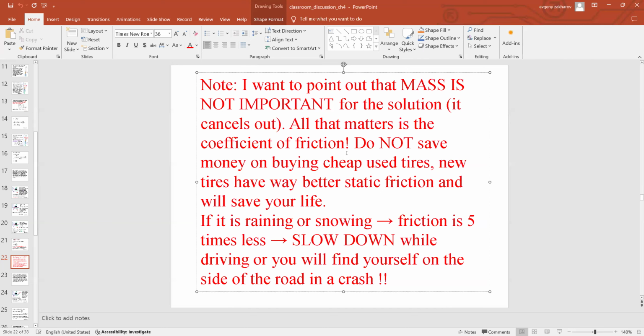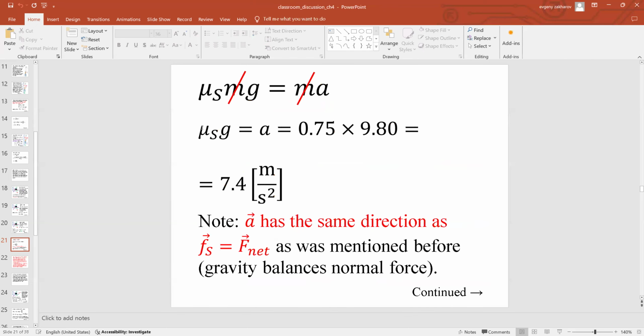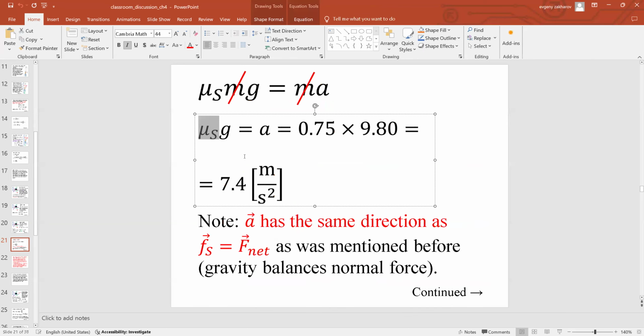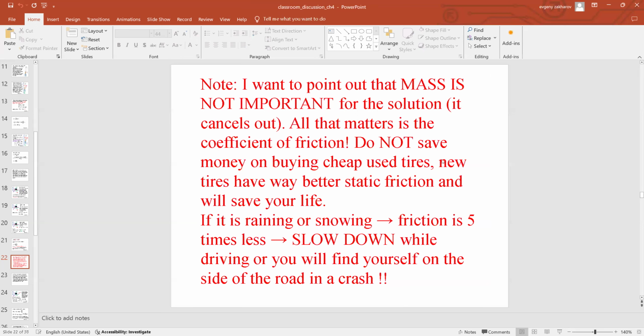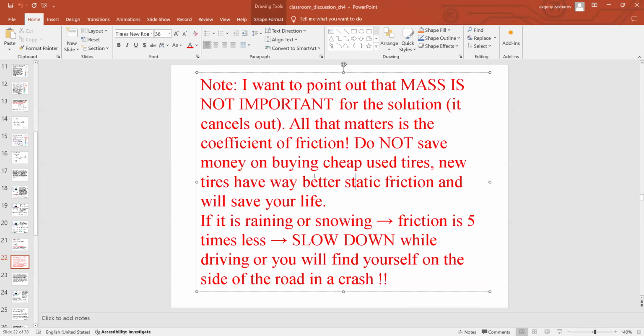And the only thing that matters is the coefficient of friction between the crate and the flatbed truck. So you should never ever buy used tires. For your car slowing down, all that matters is the coefficient of friction.